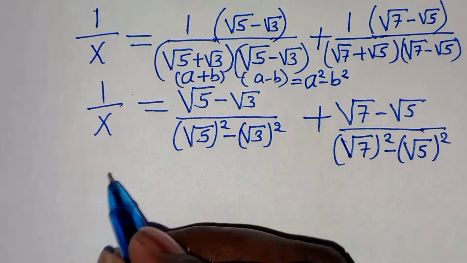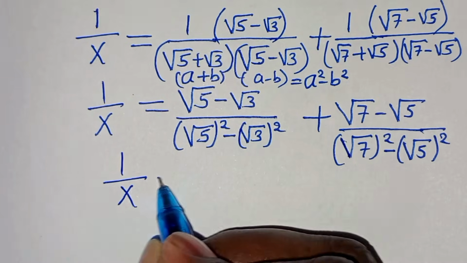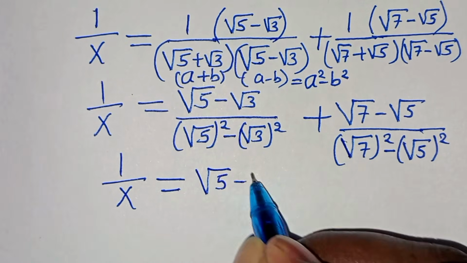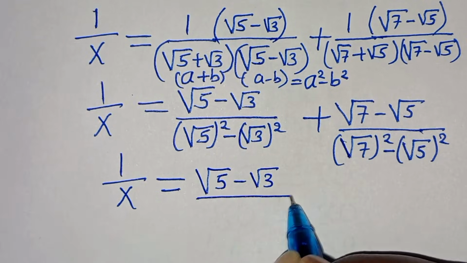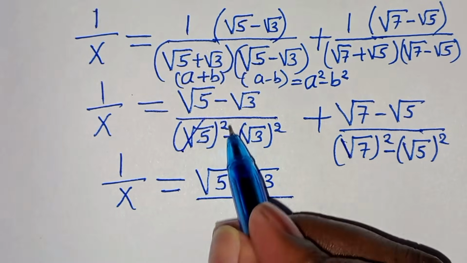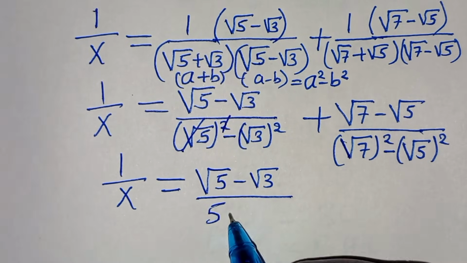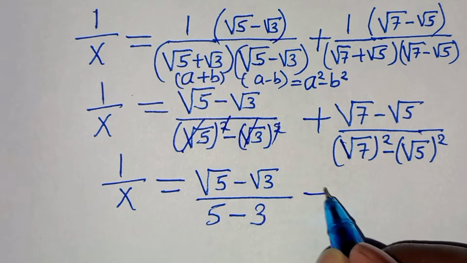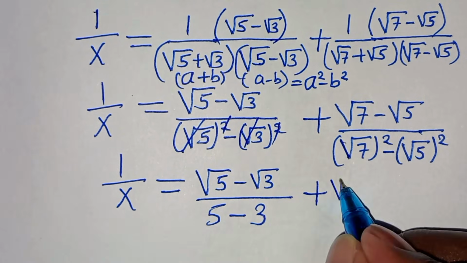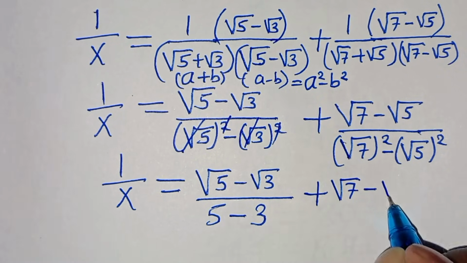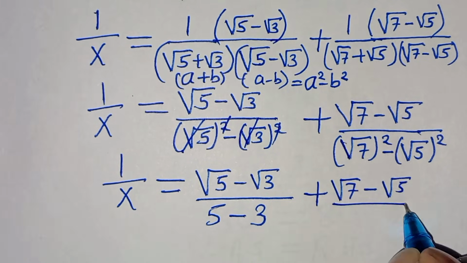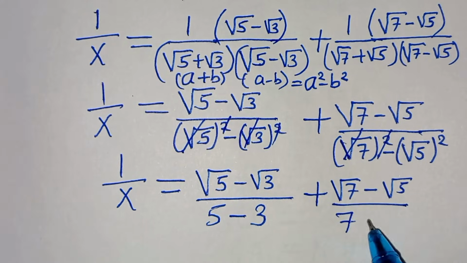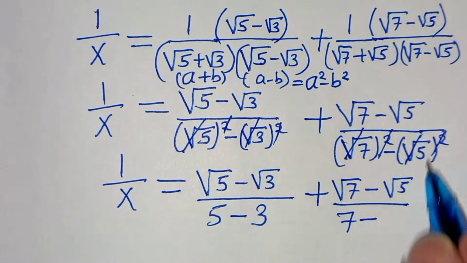So this again implies we have 1 over x. This is equal to, now square root of 5 minus square root of 3 divided by, now let's eliminate the square root sign here. So this is 5 minus 3, then plus, here we have square root of 7 minus square root of 5 divided by, now again let's eliminate the square root sign here. So this is 7 minus 5.